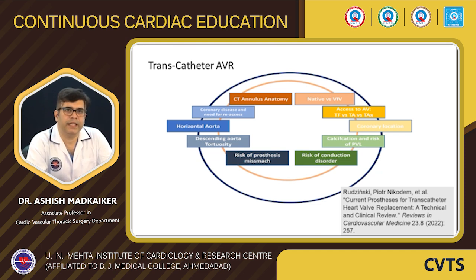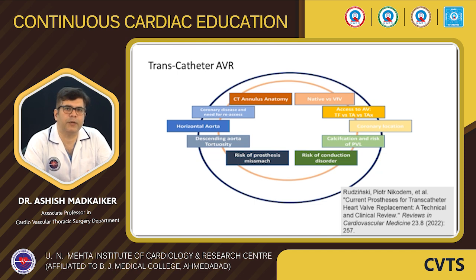So when we are deciding on a patient for transcatheter AVR, we need to consider many things before we finalize our decision. We need to see whether it is a native or valve-in-valve TAVR. We need to decide on access and how well we can conduct the procedure depending upon what access we have. So it can be transfemoral, transapical, or transaxillary. We need to look at the coronary locations. We need to see how the calcification is and what the risk of paravalvular leaks is.